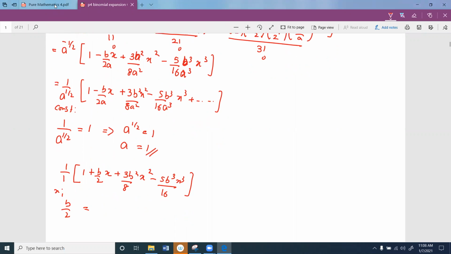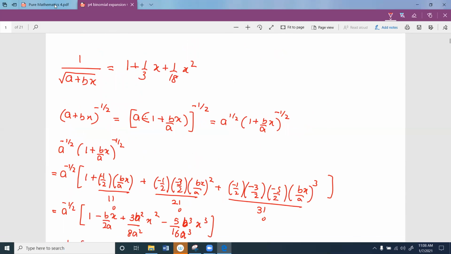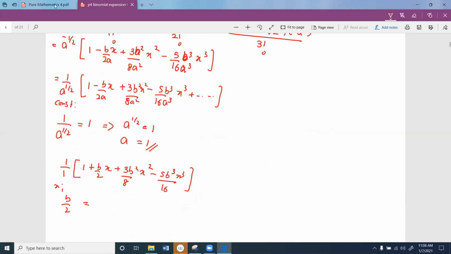B over 2. From this side, the coefficient of x is 1 over 3. So b over 2 equals 1 over 3. Therefore, you can simply say b is equal to 2 over 3. Now you've got the answer for b as well.